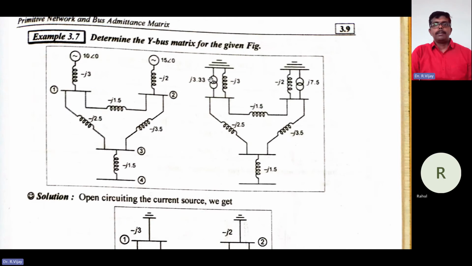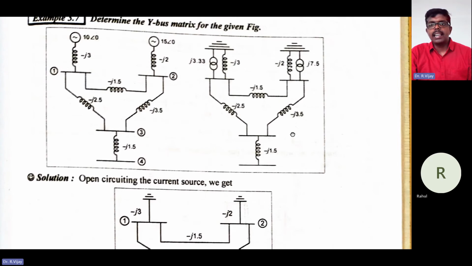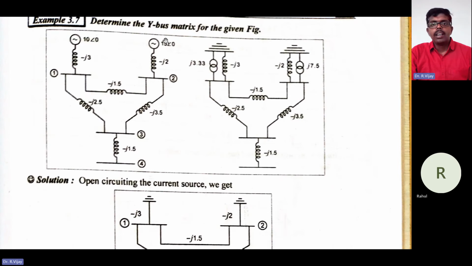It is 10j, given as an impedance, so we take 1 divided by that value, that is j into 3.33. Here also it is given as an impedance, because we are directly calculating the admittance. So 1 divided by 15 ohms is nothing but j into 7.5. The rest of the values are the same.